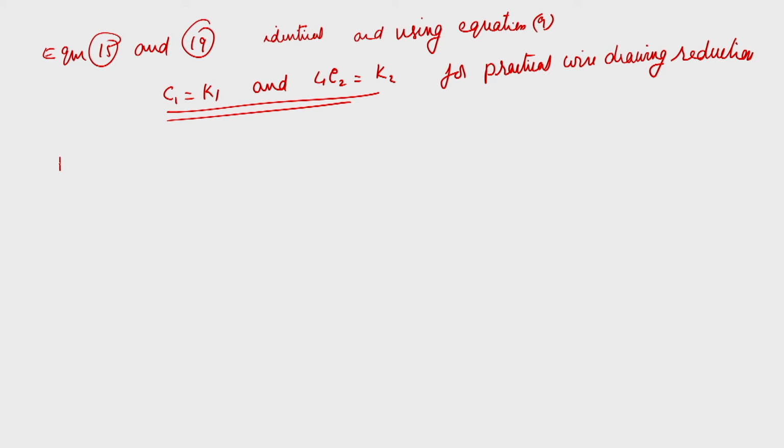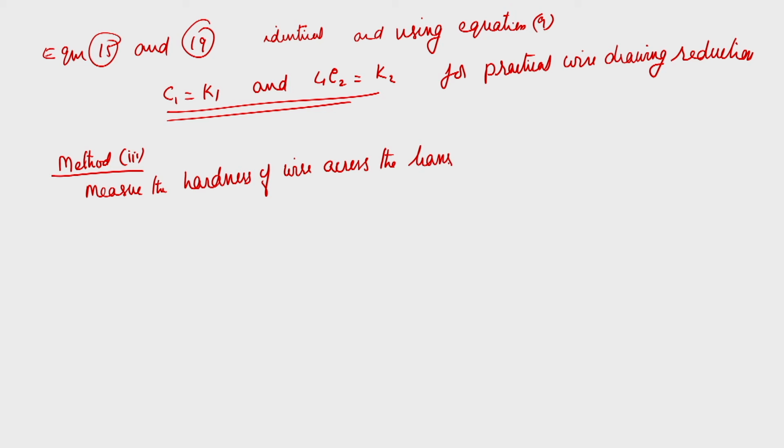Now, next is method 3. That also is a very convenient form of determining the work function. In this, you measure the hardness of the drawn wire across the cross section. Measure the hardness of the wire across the transverse section. In a continuous form, you measure it at equal spacing and then get a plot of that.